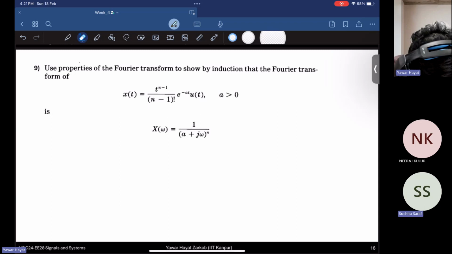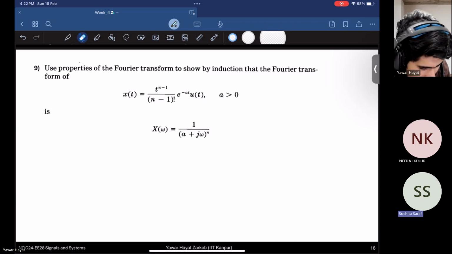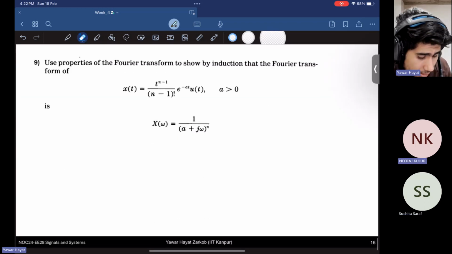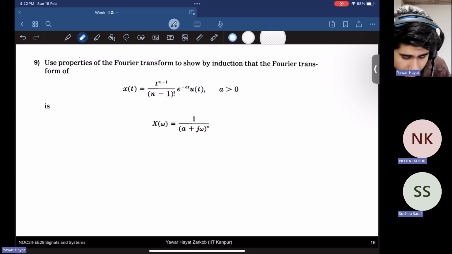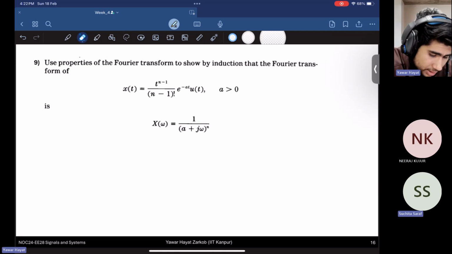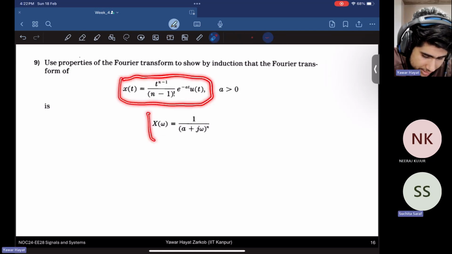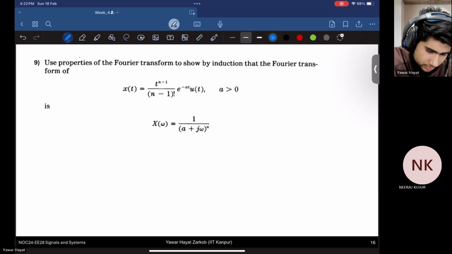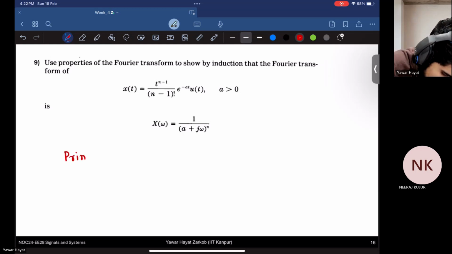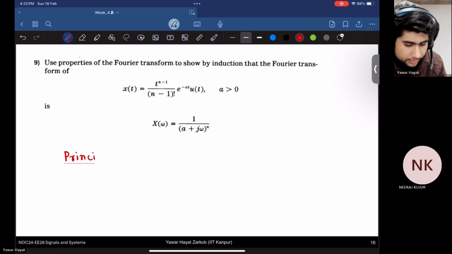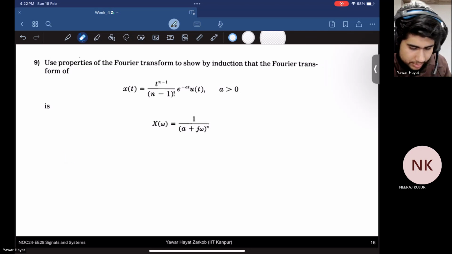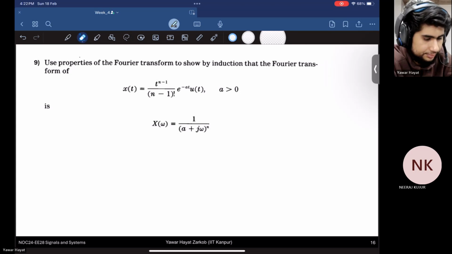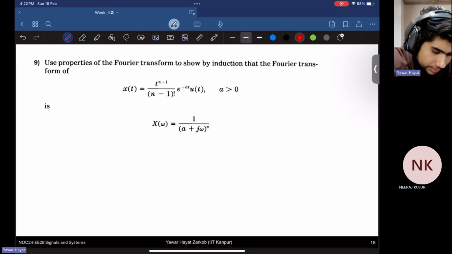So with that, we'll start with our next question, which is question number 9, which is to use the properties of Fourier transform to show by induction that the Fourier transform of this particular signal is this one. The pen is not working. Just a second.